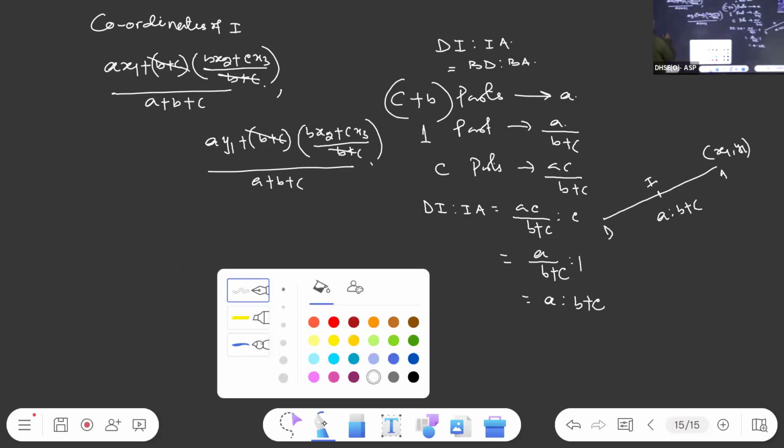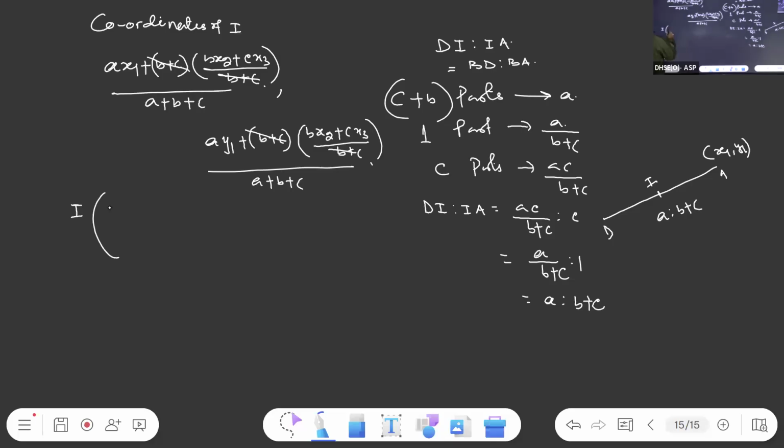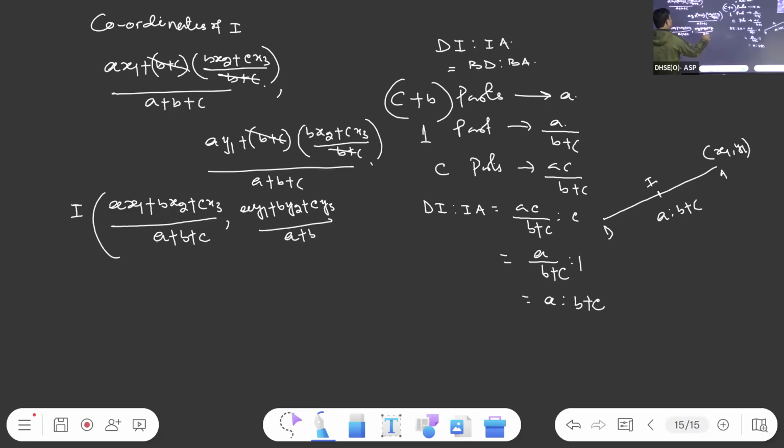The coordinates of I are (A x1 plus B x2 plus C x3) upon A plus B plus C, and (A y1 plus B y2 plus C y3) upon A plus B plus C. Okay, this is the proof. I hope it is clear to you.